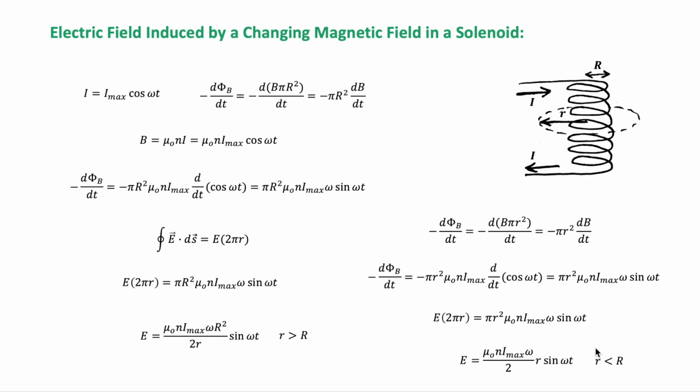So now for the region r less than R, we will take a path inside the solenoid for the magnetic flux, and the change in the magnetic flux is given by this equation. And if we substitute for I and we equate with the line integral around this path inside the solenoid, we get this equation for E, okay? And so the amplitude of the electric field induced inside the solenoid increases linearly with r, as you can see here, right? And it also varies sinusoidally with time.